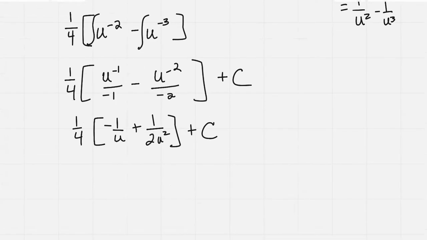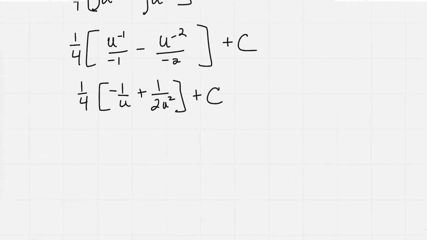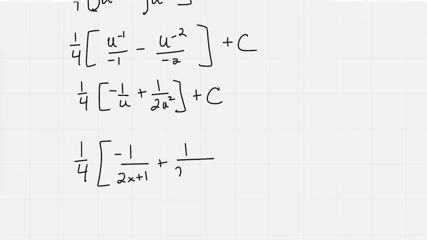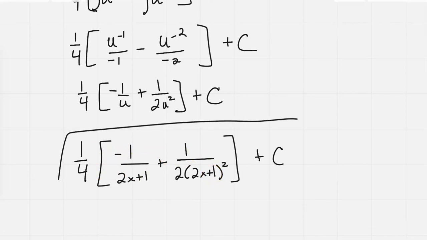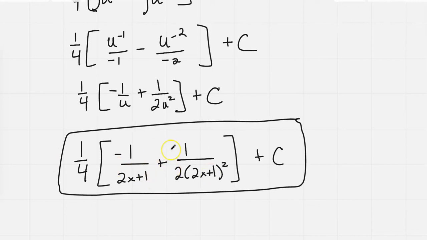And my original u was 2x plus 1, so I'm going to bring that into play again. 1/4 times the entire quantity of negative 1 over 2x plus 1, plus 1 over 2 times 2x plus 1 squared, and then all of this plus c. Now I can do a couple things here. I could get it all over the same denominator. I could bring the 1/4 in, but in essence we have the answer right here. How it may look in some kind of solution manual may look different, but we still have an equivalent answer. So I'm good enough with that right there.